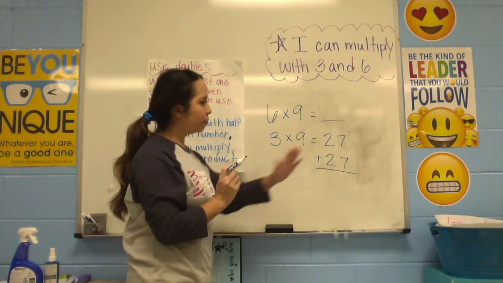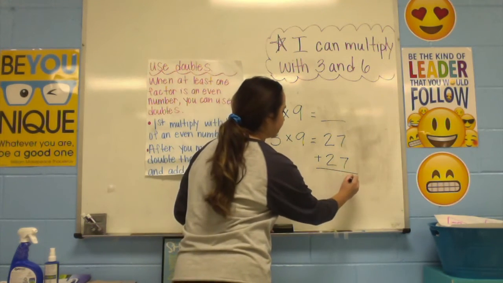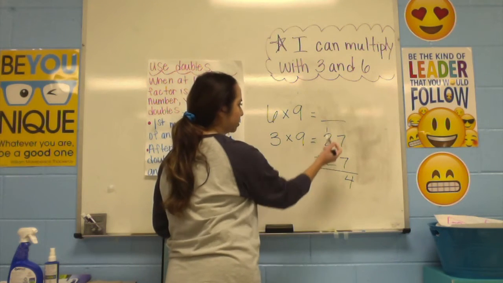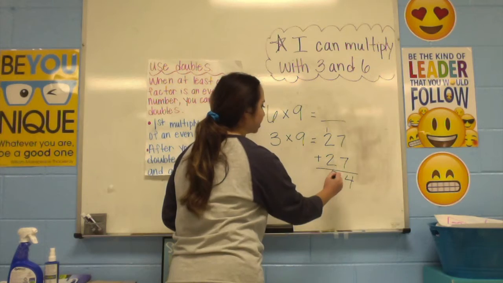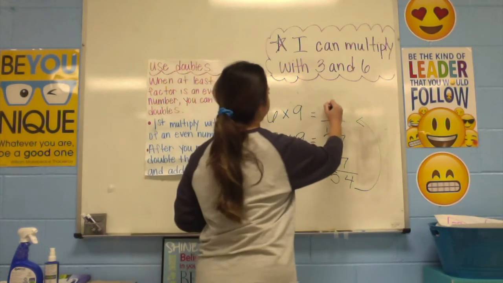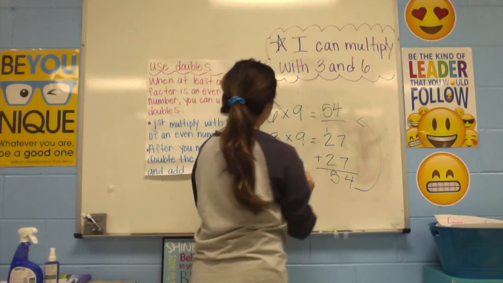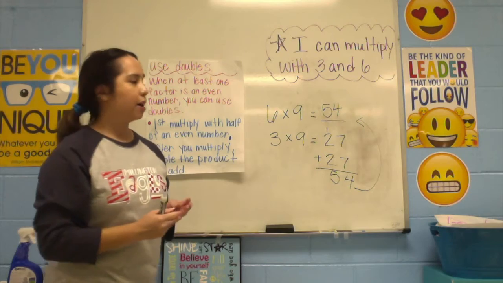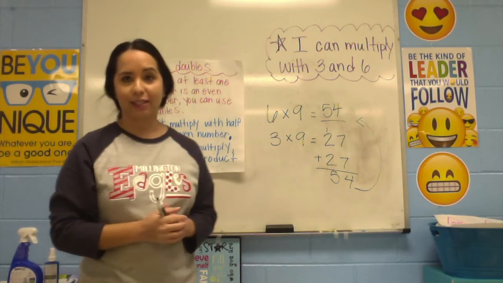Okay, 7 ones plus 7 ones is 14, I regroup. 2 tens plus 2 tens is 4 tens, plus the 1 I regrouped is 5 tens. Therefore, 6 times 9 is 54. And that is how you use the double strategy when you multiply by 6s.